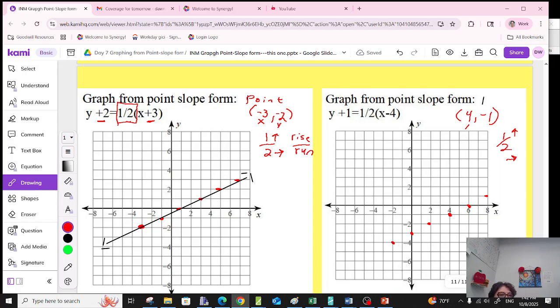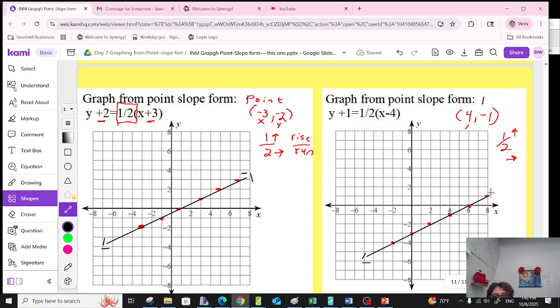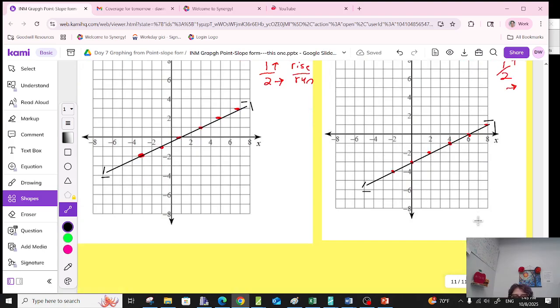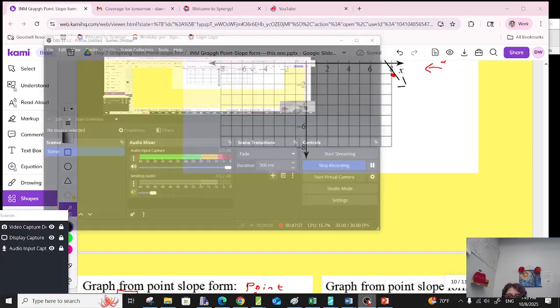So I get it. You got it? It's not too bad once you get it, but with math, if you miss one little thing, it throws you all off, doesn't it? Absolutely. Yes. And so I have some practice for you here.